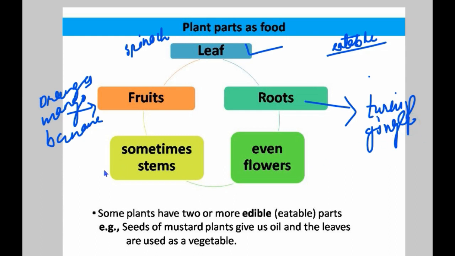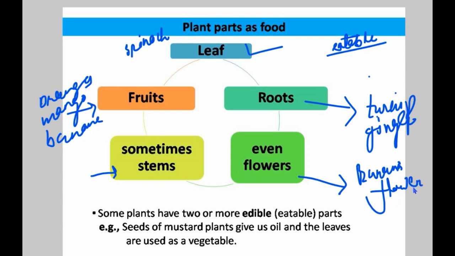Like now, sometimes we eat stem also. And sometimes we eat flowers too. Like you can say banana flowers. Banana flowers people used to eat. Cauliflower is also a very good example of that.